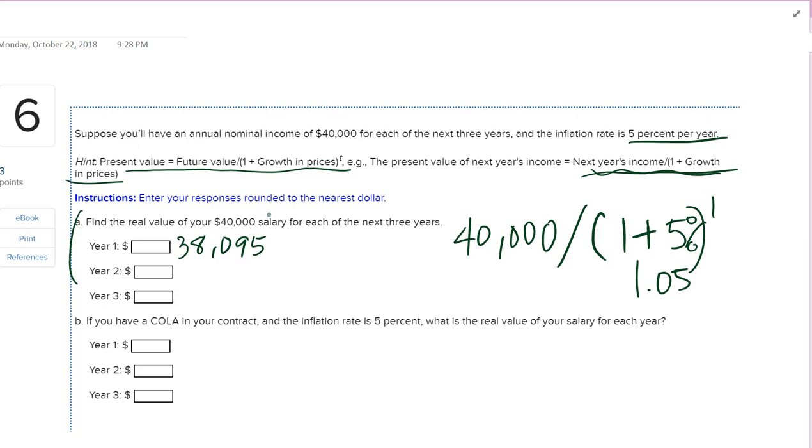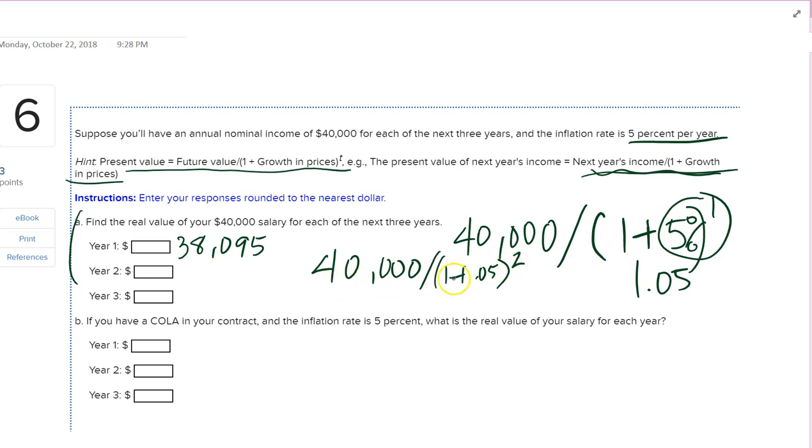So that is the real value of my next year's salary because it's being eaten away by the fact that inflation is rising at 5%. So that's what we're calculating here. In year 2, now we're going to go to the second year. We're going to take that $40,000 again because we were told we were going to get that nominal. But in year 2, there are cumulative effects of inflation. It continues at 5%. So we're going to now divide it by 1 plus 0.05, 5%, to the second power. That's that compounding effect of the inflation.